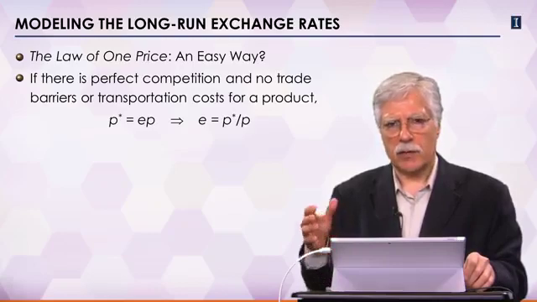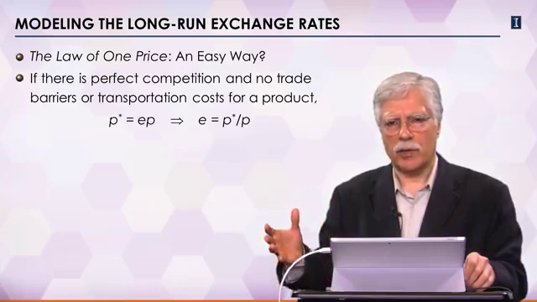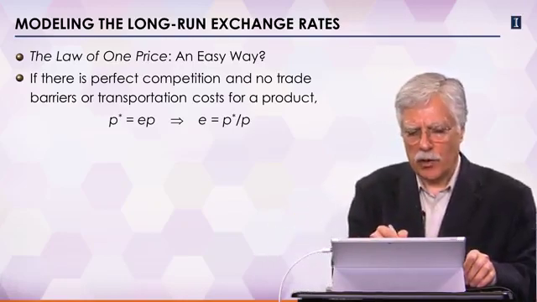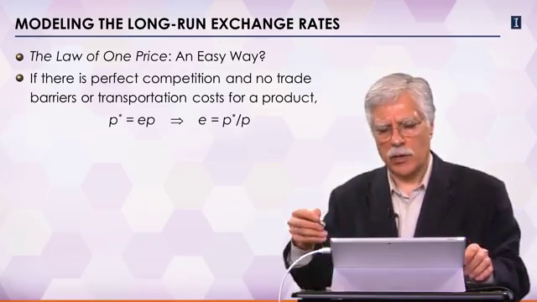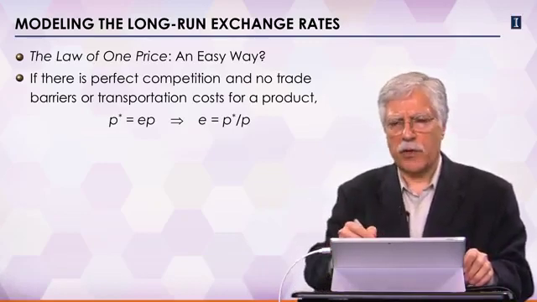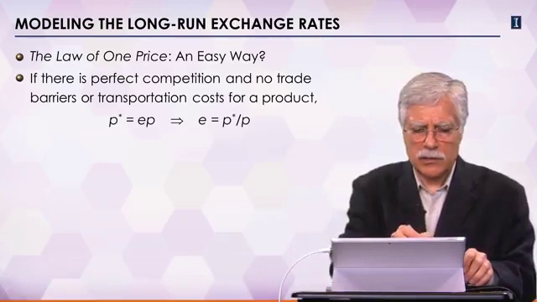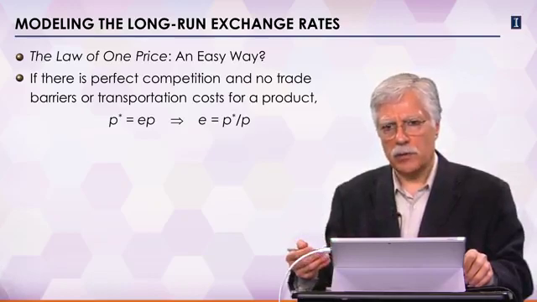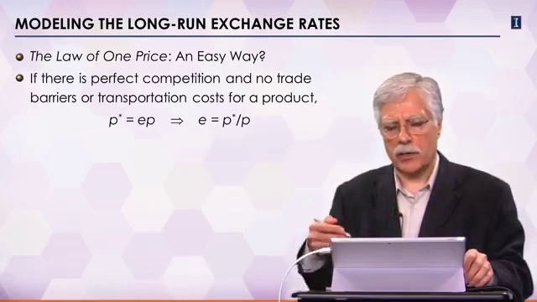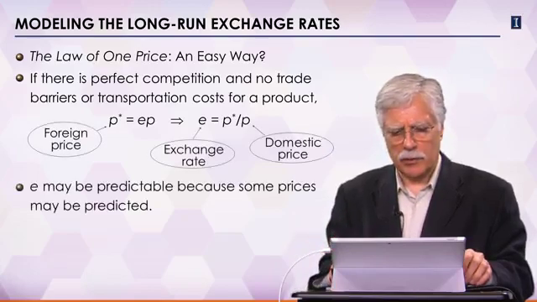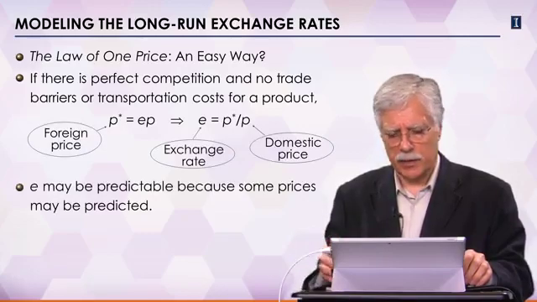If there's a price difference, somebody's going to make a profit. Buy in one economy when the price is lower and sell it in the other economy. If this is true, then we can always derive the exchange rate based on the ratio of the price of this good in the foreign country versus the domestic economy. And if you can find products that meet these conditions and also their own prices are predictable, then we can predict the prices of those products and then use the ratio of the prices to predict the exchange rate. So E may be predictable because some prices may be predicted.